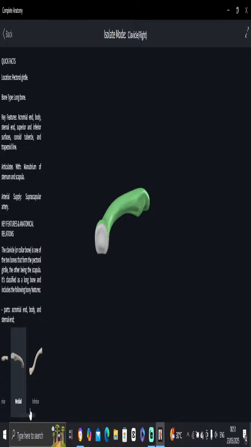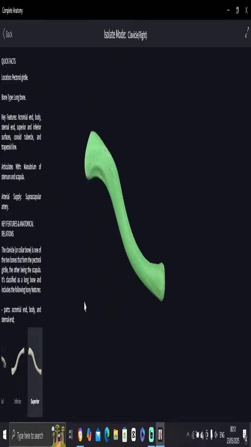features of the clavicle. So if we look from the superior aspect, now this is the lateral end and this is the medial end. We can see that the clavicle roughly follows an S-shaped pattern.